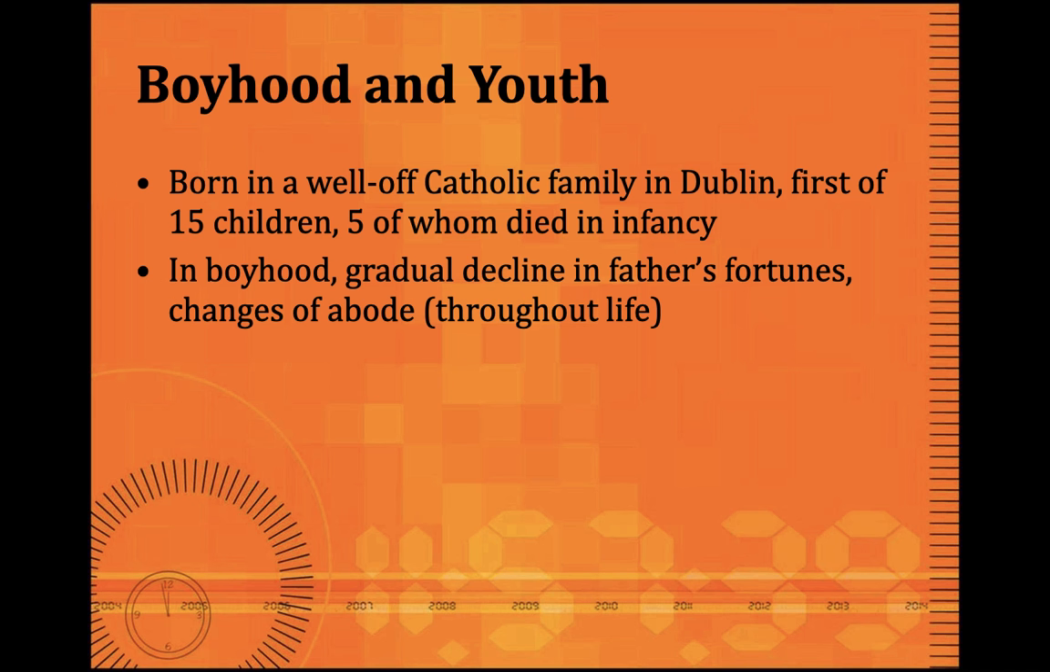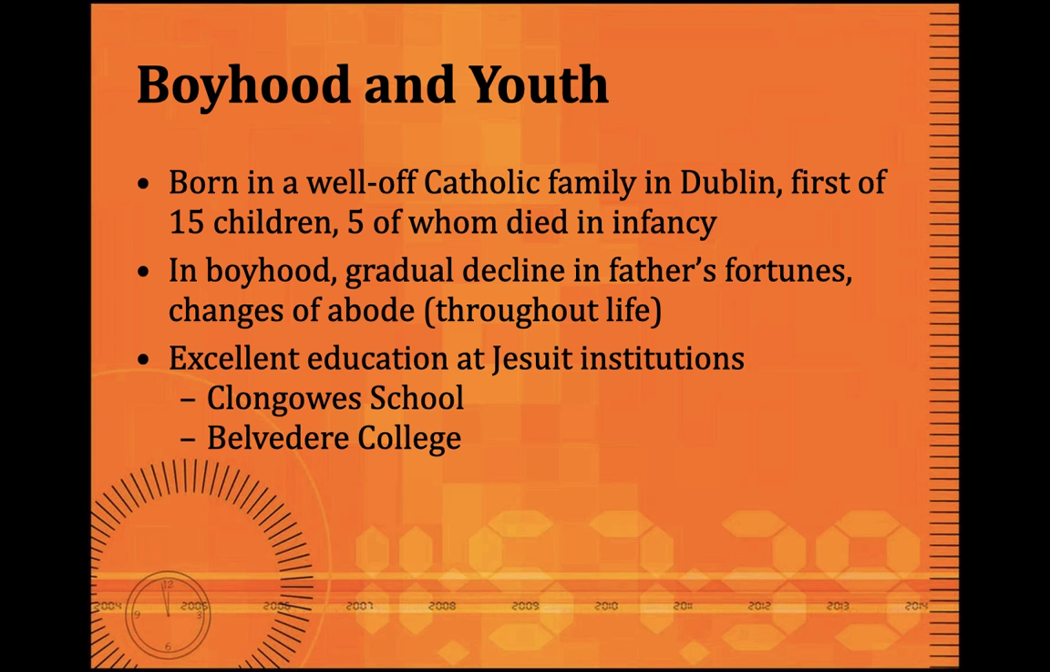Joyce, being the eldest child, got a lot of advantages over his siblings. But he actually escaped from his family responsibilities and became an artist. In boyhood, there was a continual decline in his father's fortunes, and this led to changes of homes throughout his childhood. And he got excellent education at Jesuit institutions like Clongowes and Belvedere, and later University College, which are educational institutions that you see in Portrait of the Artist as well.